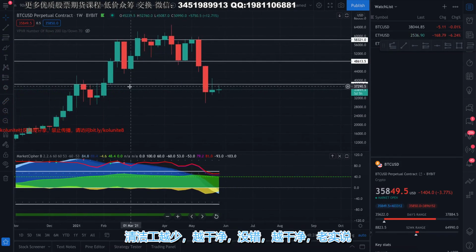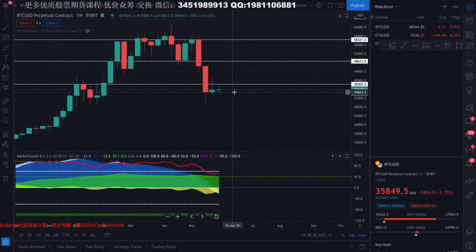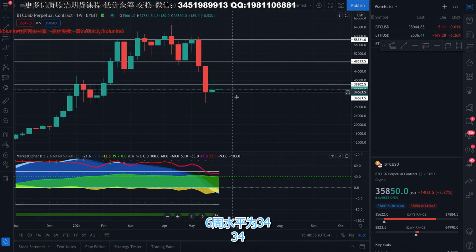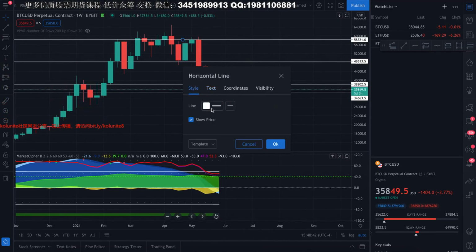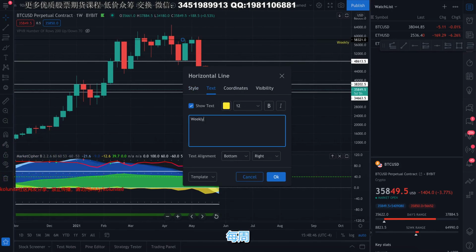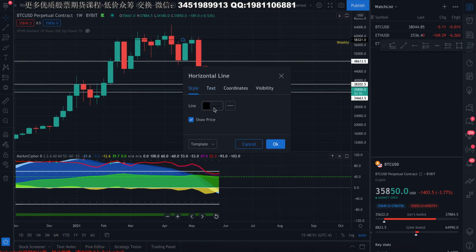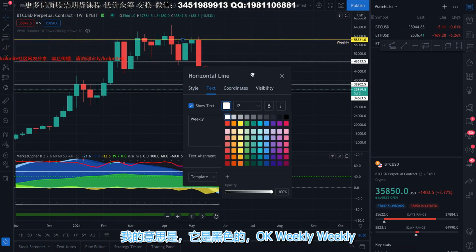simply because the fewer levels, the cleaner it is, right? The cleaner it is. And honestly, you know, we could even put one right here too. 34.6, a weekly level at 34.6. So we'll go ahead and mark these, okay? I like to make my weeklies yellow and the text weekly. Man, that didn't work out so good. I made it black. I made it black and okay. Weekly, weekly, weekly.